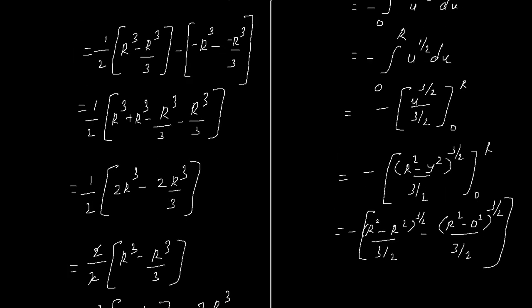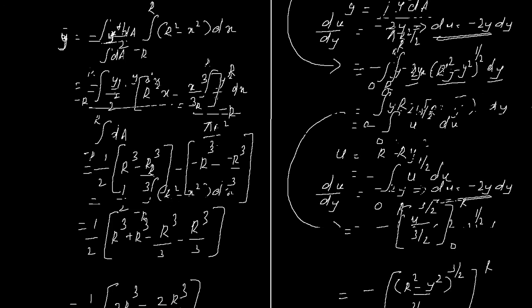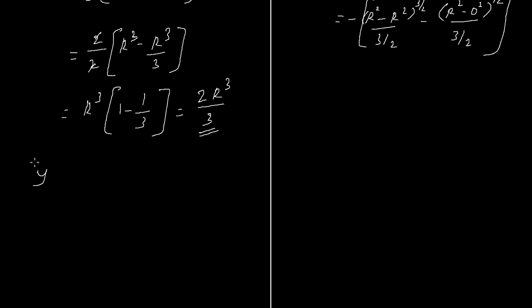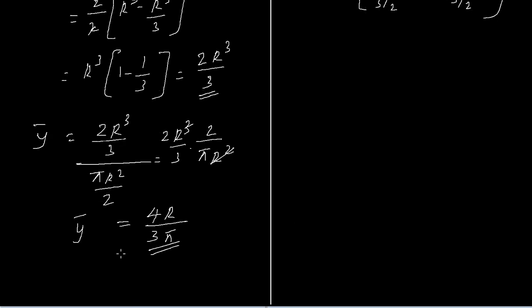And now you have pi r squared by 2 in the denominator, so your y bar in this case is 2r cube over 3 divided by pi r squared by 2, that is equal to 2r cube over 3 into 2 by pi r squared, so that will give you r squared and r cube cancelled, so you have y bar is equal to 4r divided by 3 pi. So that is your y bar following the first method.